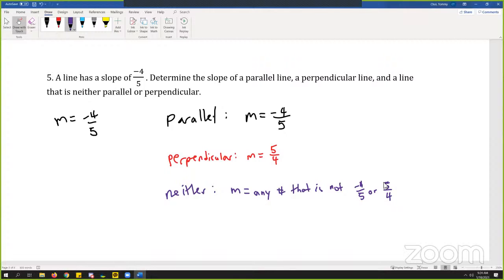Any questions on this? Question 5 was pretty easy, hopefully. Just understanding what it means for a line to be parallel, and what it means for a line to be perpendicular. Okay.